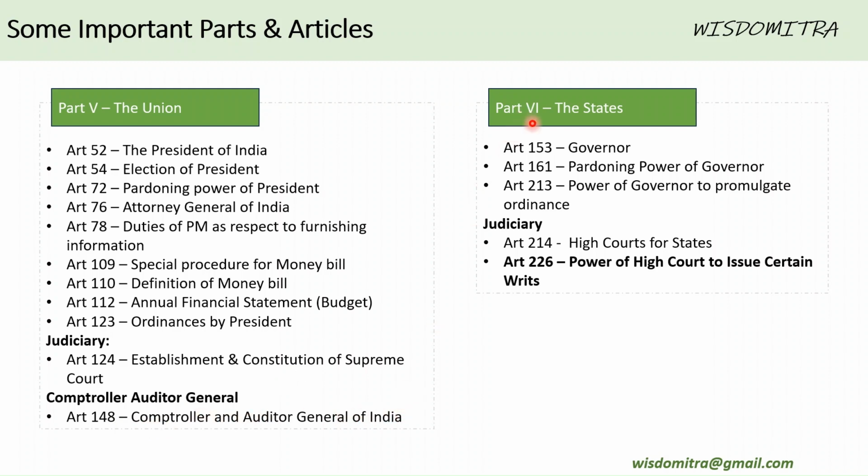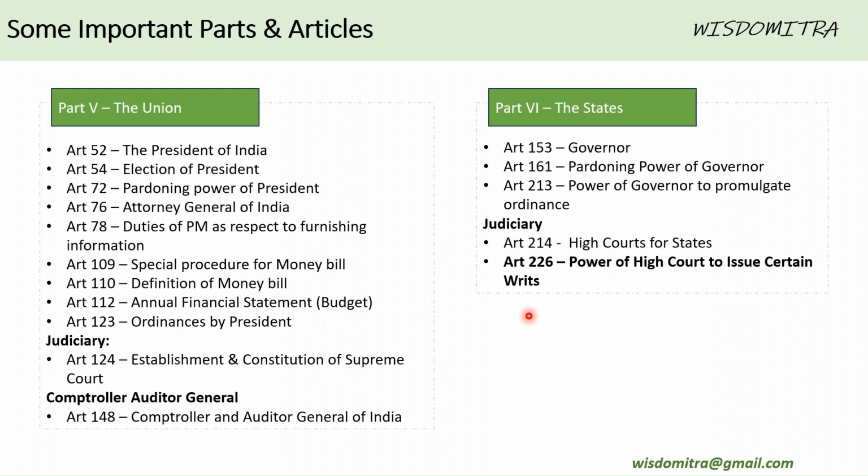And if you see part 6, you can draw a parallel. Just add 100 or like 101 or in some cases 90, and you'll get a similar article concerning the state. So, for example, 52 is President of India and 153 is Governor. Similarly, 72 is pardoning power of President, 161 is pardoning power of Governor. Similarly, Article 214 is about high courts for states, and 226, this is an important article, power of high courts to issue certain writs.